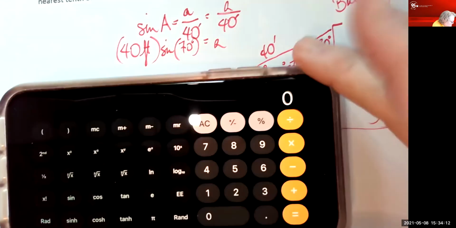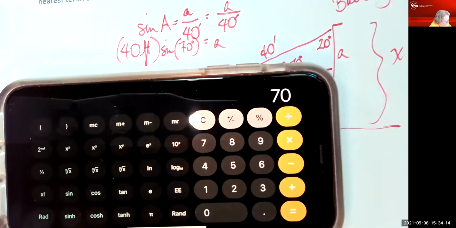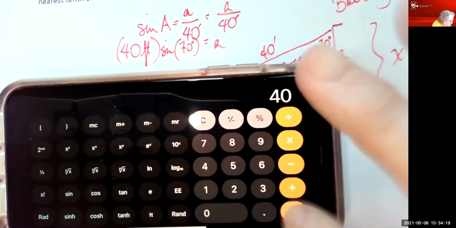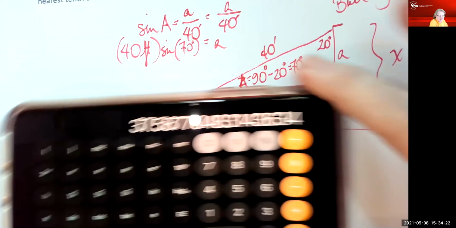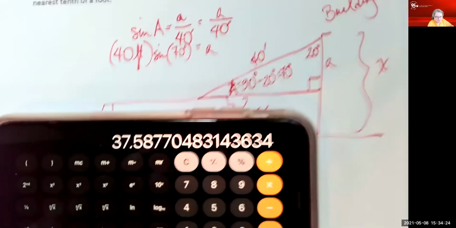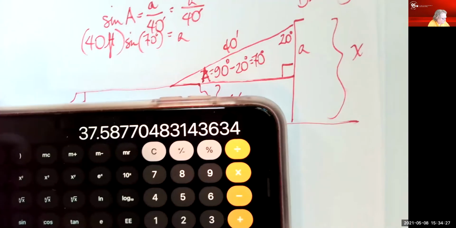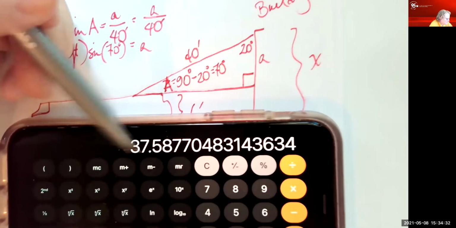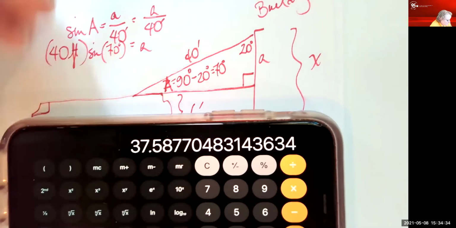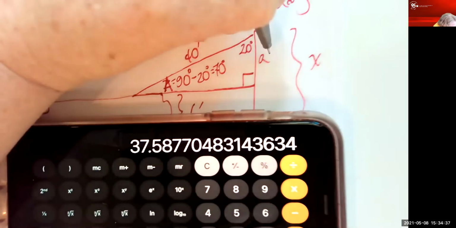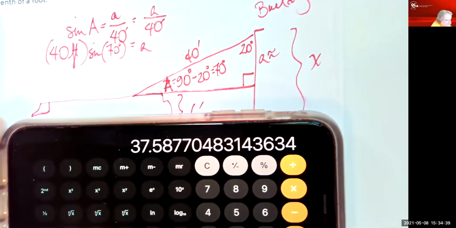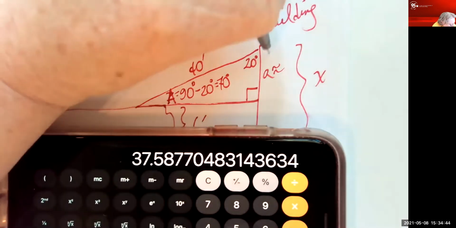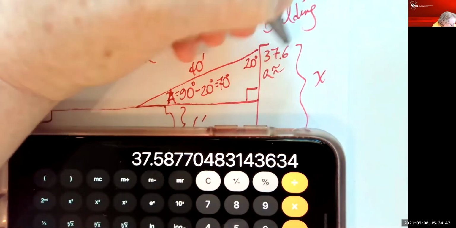So we have the sine of 70 times 40. And I get that the length, or the height, pardon me, of side A is 37. Since we want the answer to the nearest tenth of a foot, I'm going to round this to the nearest tenth, and I get 37.6 feet.